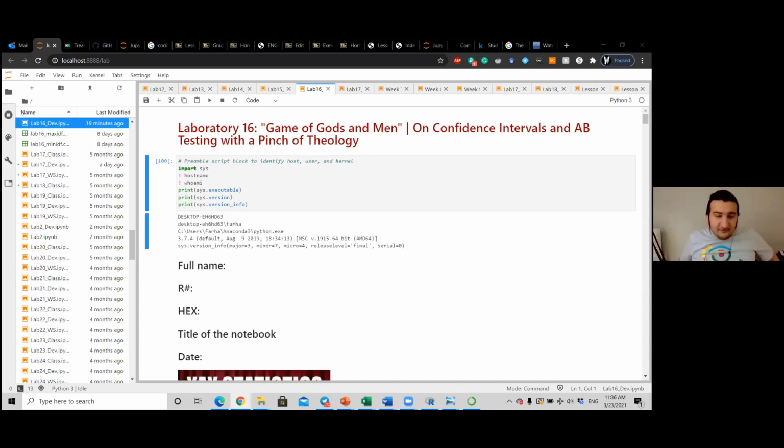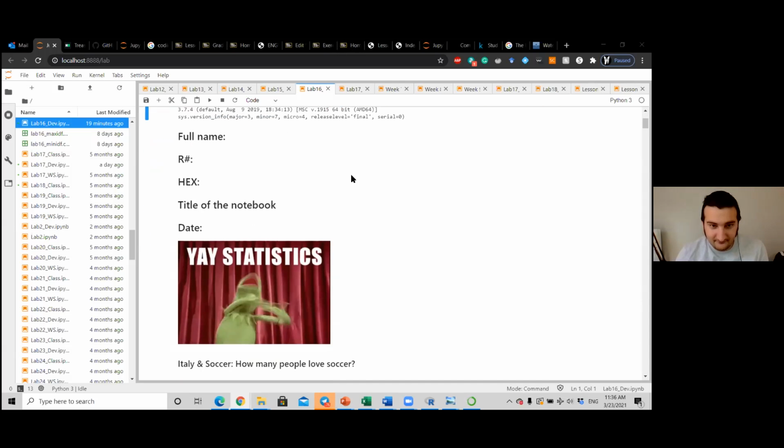So 11:36, let us begin the lab. We are going to talk about confidence intervals and A/B testing in today's lab and on Thursday's lab. So unfortunately for both ends, I need you to remember what we talk about today for Thursday as well. So do whatever you need to do, but try to understand what we discuss. Lab 16, Game of Gods and Men.